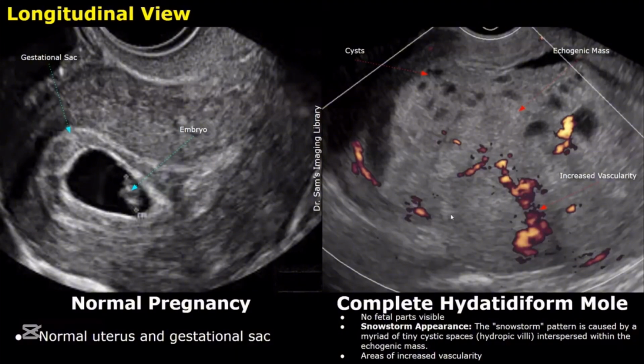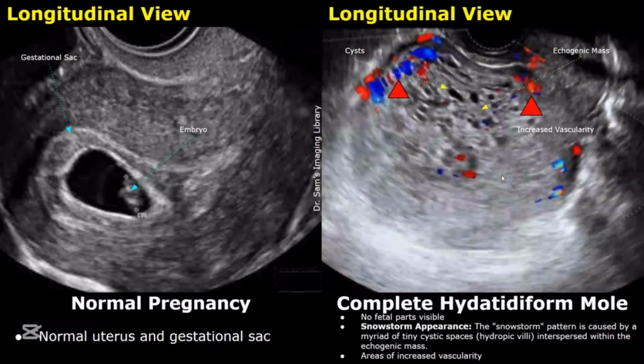The ovaries can also be affected in a molar pregnancy. Theca lutein cysts are usually present, often bilateral. The image on the left is of a normal ovary.